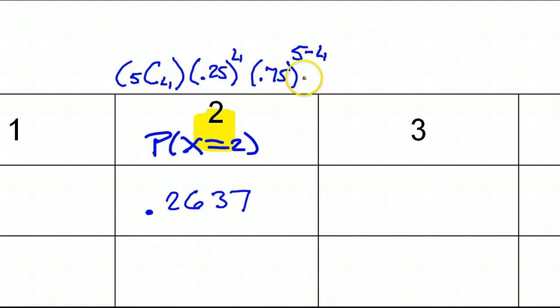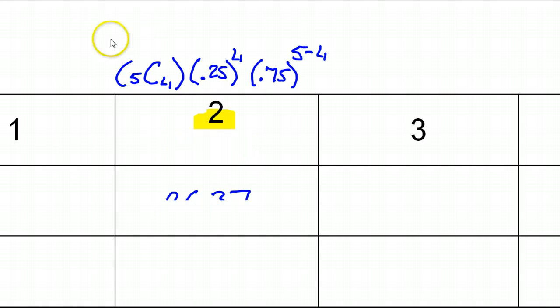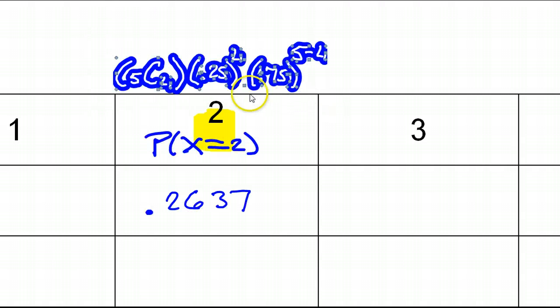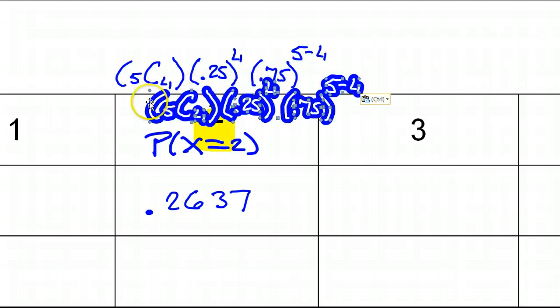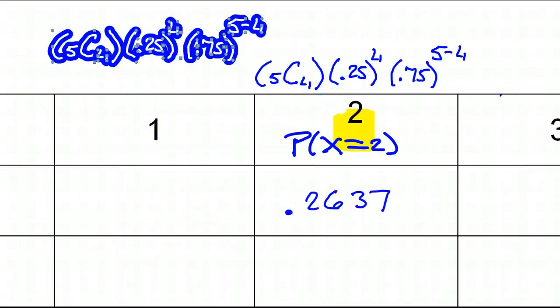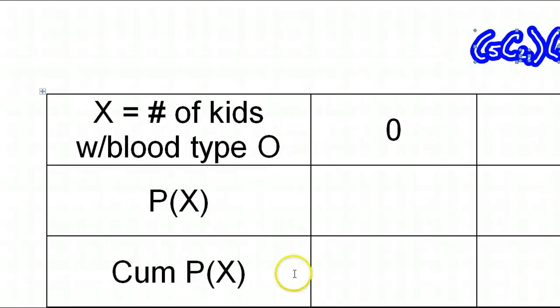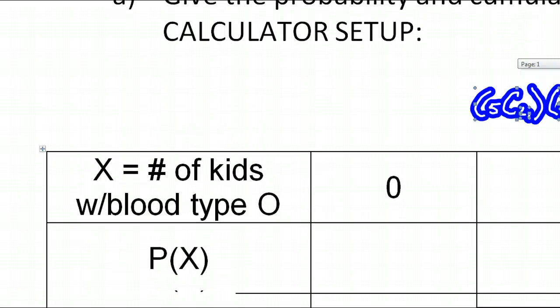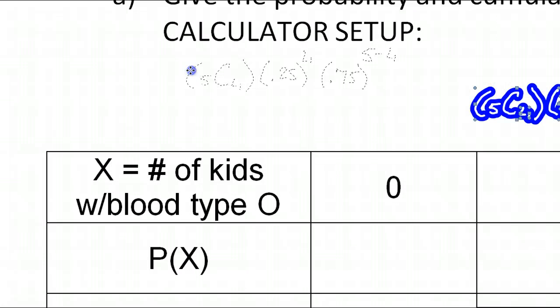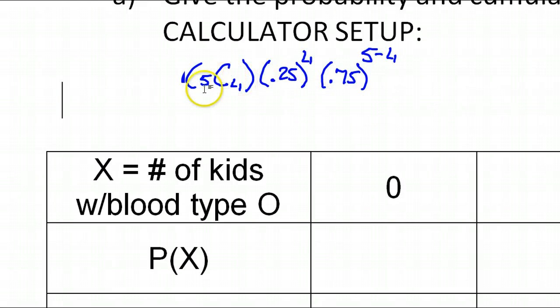So this is the calculator setup. This is what we need to type in the calculator, but this is also what you need to write down where it says calculator setup. Let's see, where does it say that? Oh yeah, here we go. Where it says calculator setup, this is what I'm looking for. Now let's go ahead and type this in the calculator.